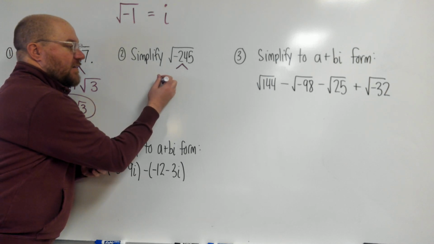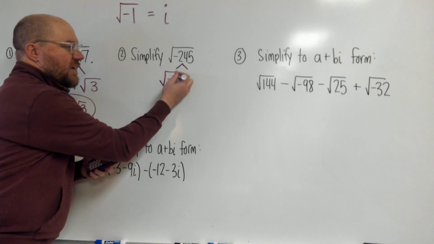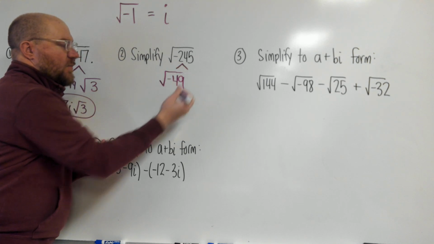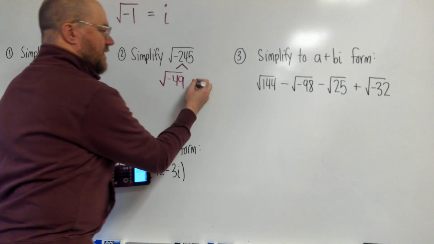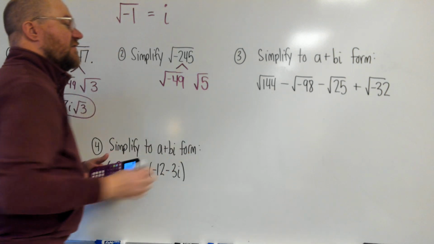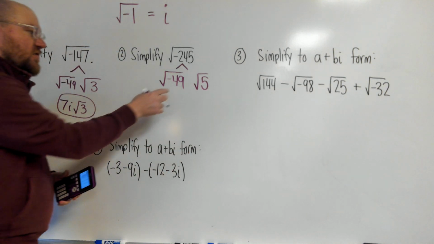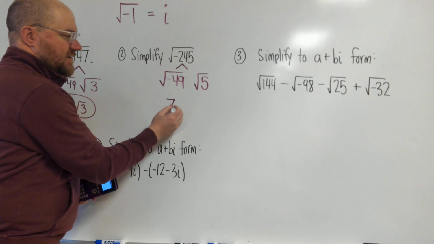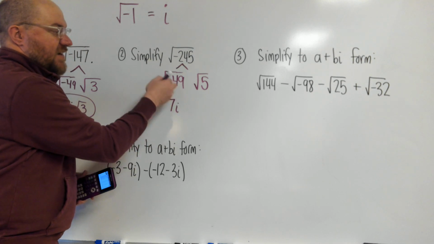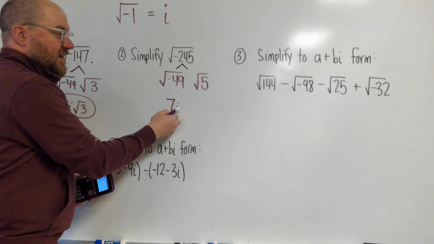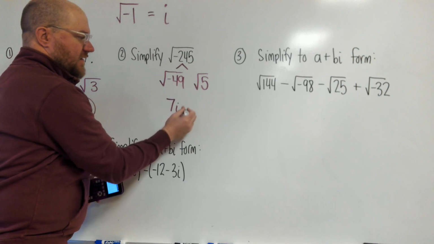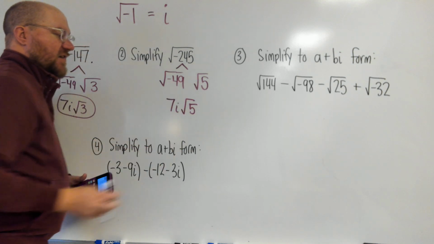I found it. It's negative 49 again. And how many times does it go in? It goes in 5 times. All right, and then we're going to answer this. This is 7I. Square root of 49 is 7, and the square root of negative 1 is I. And then the radical 5 can't be simplified, so that just comes on down.